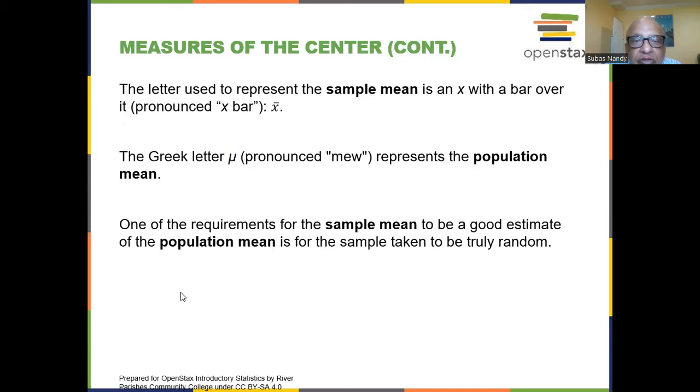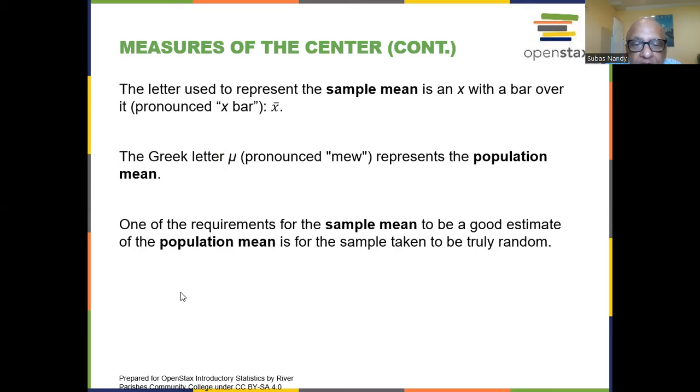The letter used to represent the sample mean is an X with a bar over the top, pronounced X bar. The Greek letter mu, which is the small m in the Greek language, represents the population mean. Notice that mean begins with the letter m, so the Greek letter mu is also m in Greek.